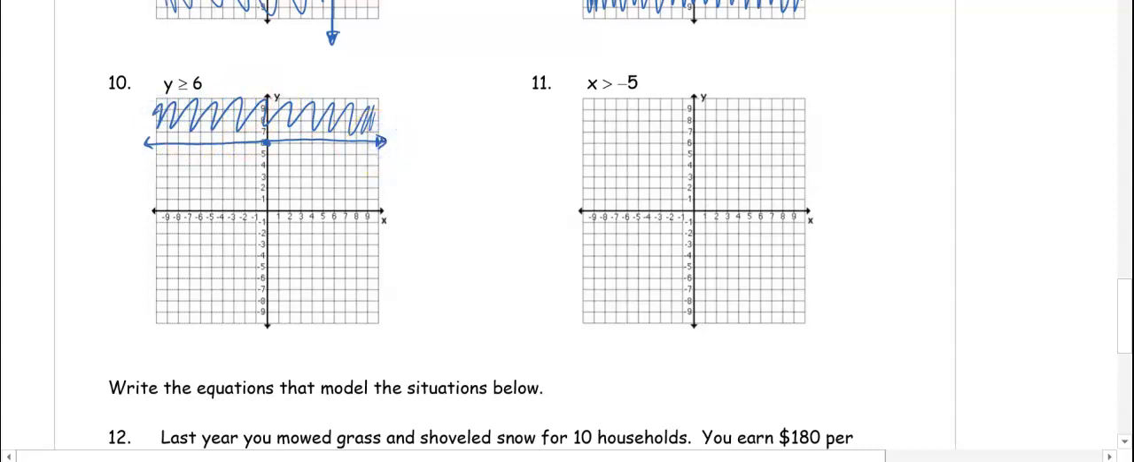In number 5, we have x is greater than negative 5. So we're going to go to negative 5. It's going to be a dotted vertical line. It's pointing to the right, so we are going to shade our graph to the right.